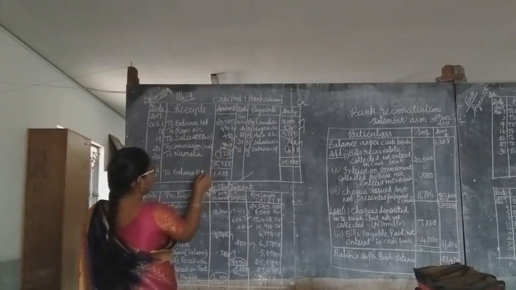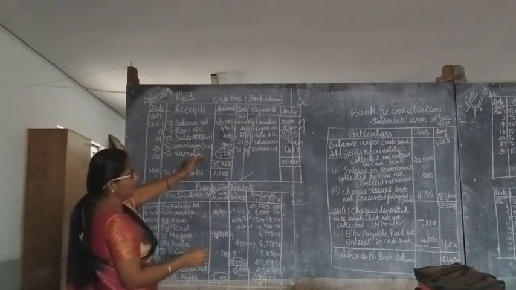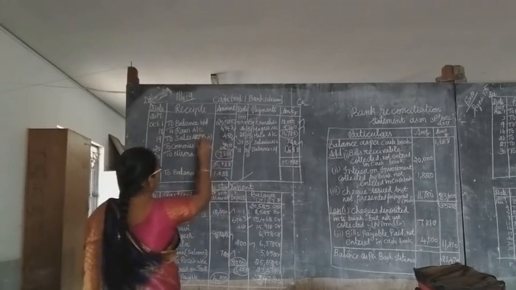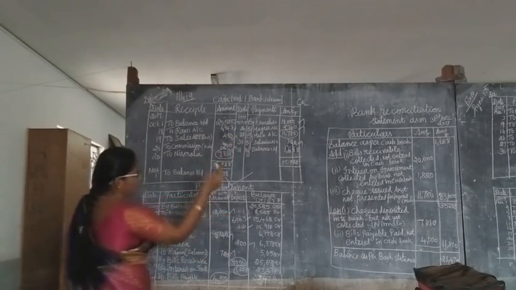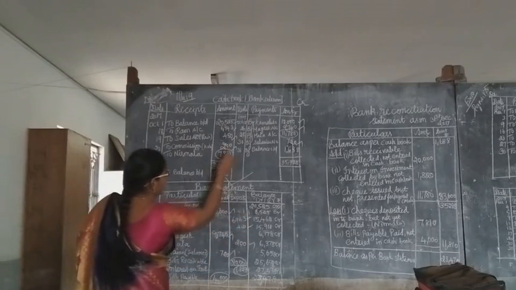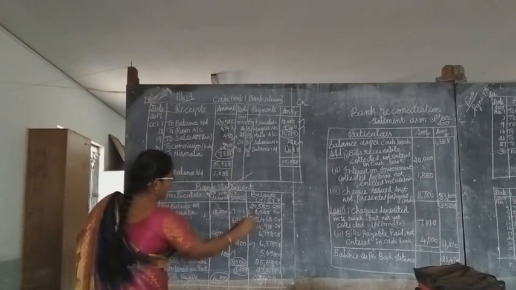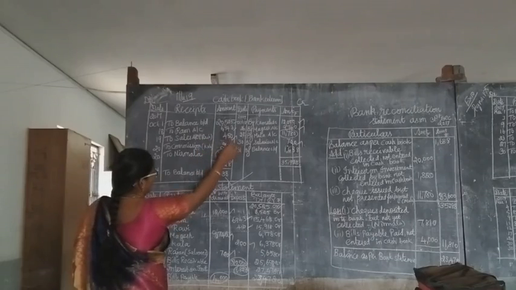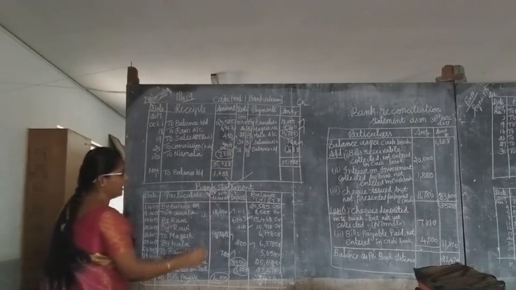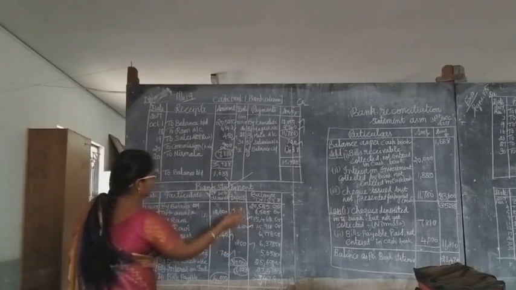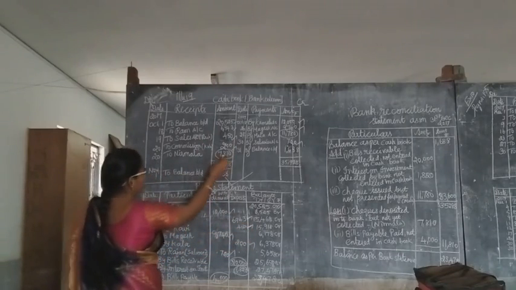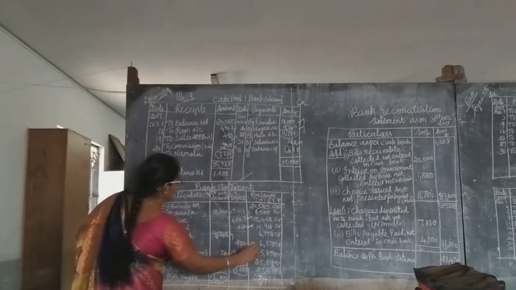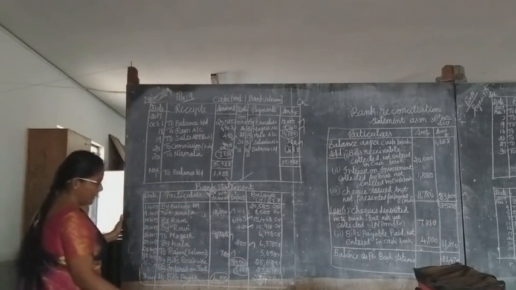Let us check first the cash book debit side and the passbook credit side. To Ram means we deposited a check. We have received a check from Ram, and immediately we have deposited it. Are you clear? Then to sales, we have sold to Ravi. We have received cash and immediately deposited it into the bank. To commission, we have received from Kala. Commission, immediately we have deposited into the bank.